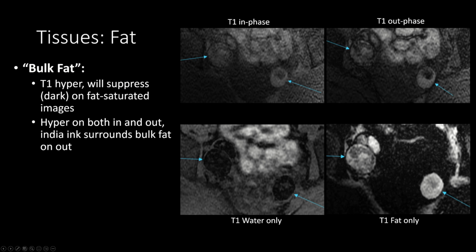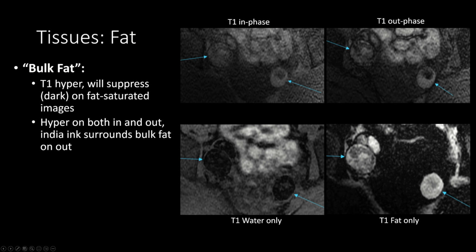Intravoxel fat, on the other hand, refers to tissue with both fat and water protons in each voxel. So intravoxel fat will be higher signal on the in-phase image and lower signal on the out-of-phase acquisition. We talked about intravoxel fat in more detail when we talked about fatty liver in the body MRI video.